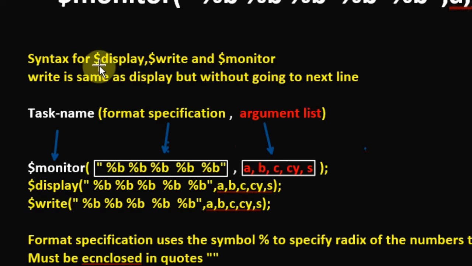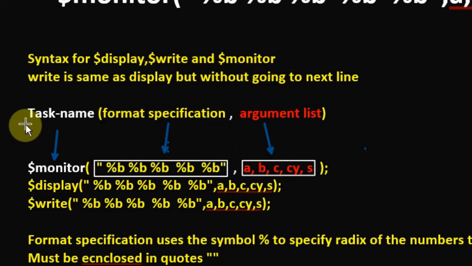We have already discussed the difference between the display and the monitor command, and we know that the monitor command is very powerful in comparison to display, because we have to use the monitor command just once and it keeps on monitoring the changes in the values of the variables. If any of the variables changes, the monitor command comes into the picture and displays the values of all the variables. Now let us discuss the syntax for the formatted output command.